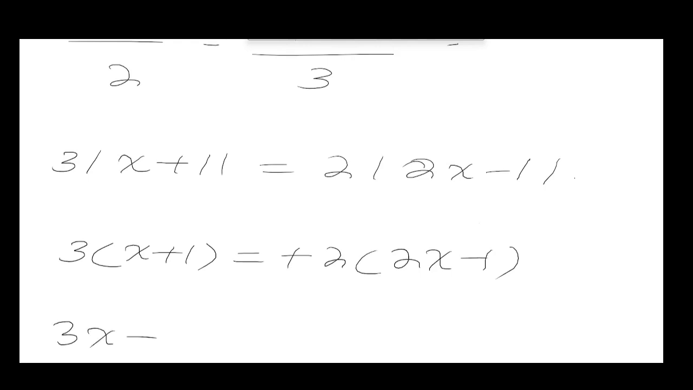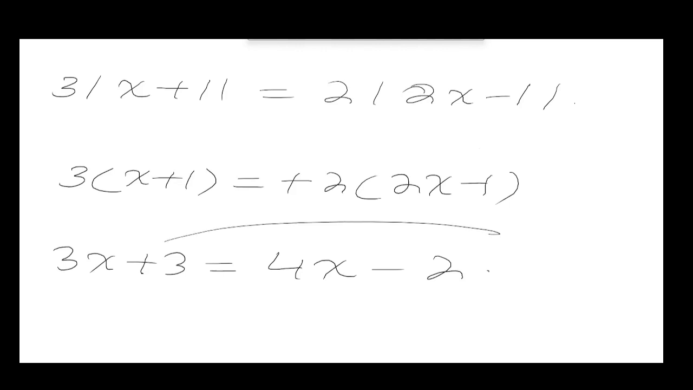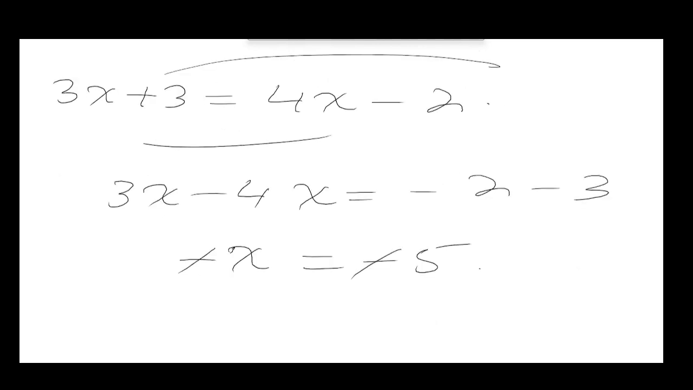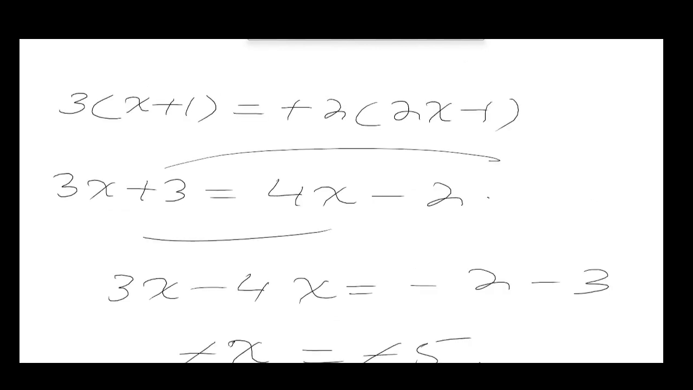So this will be 3x plus 3. This is equal to 4x minus 2. How are we going to solve this? 3 will go here and then 4x will go here. So 3x minus 4x is equal to minus 2 minus 3. So we will have negative x here, and this is equal to minus 5. Okay, so this is our answer, but the negative sign will get removed and x will be equal to 5 only.